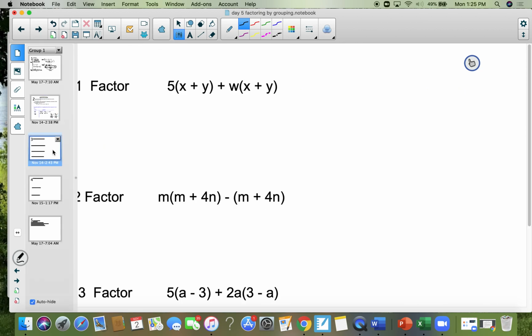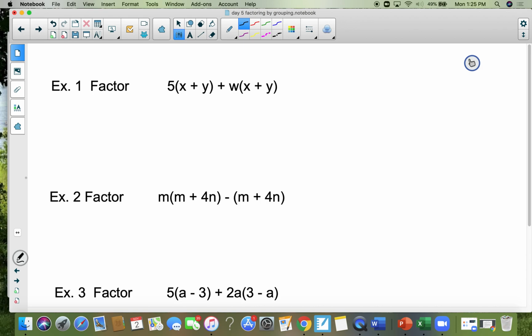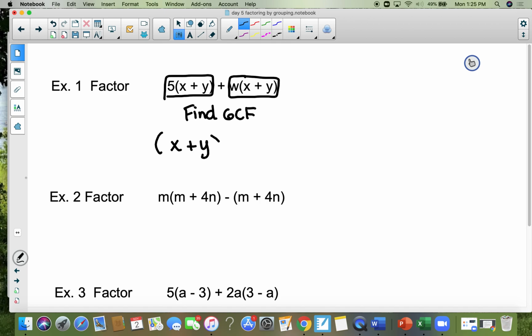Okay, this is a unique way of factoring. And we're leading into what we're going to learn. But if you box these two in right here, they have something in common with each other. You need to find the greatest common factor between those two. And they have an x plus y in common with each other. And if you take an x plus y out of the first group, you're going to have a 5 left. And if you take an x plus y out of the second group, you're going to have a w left. So that's your final answer. X plus y divided by 5 plus w.